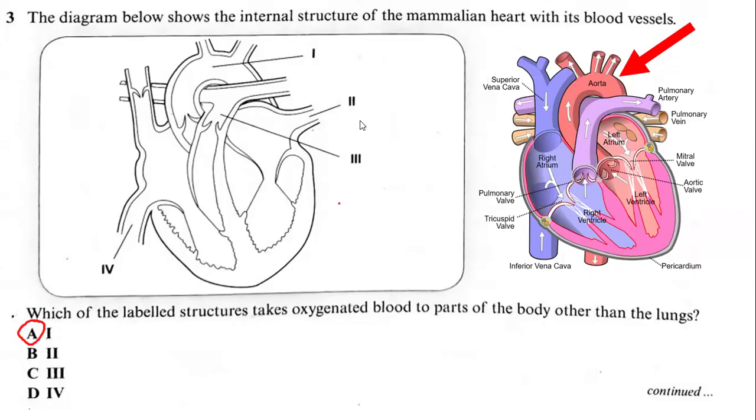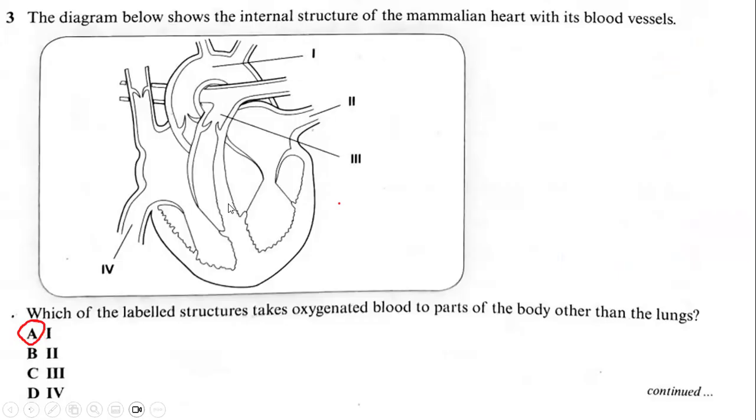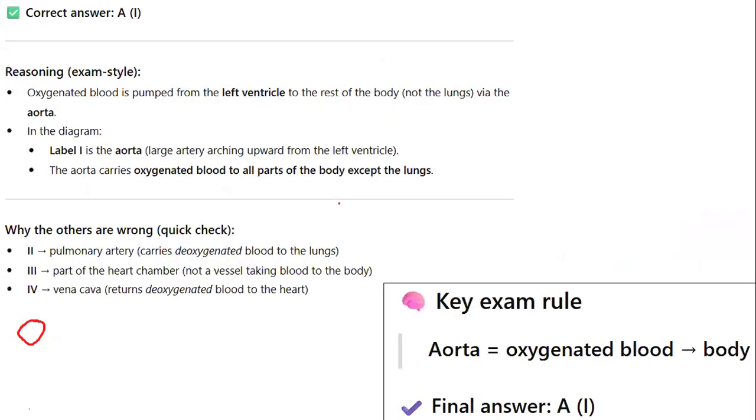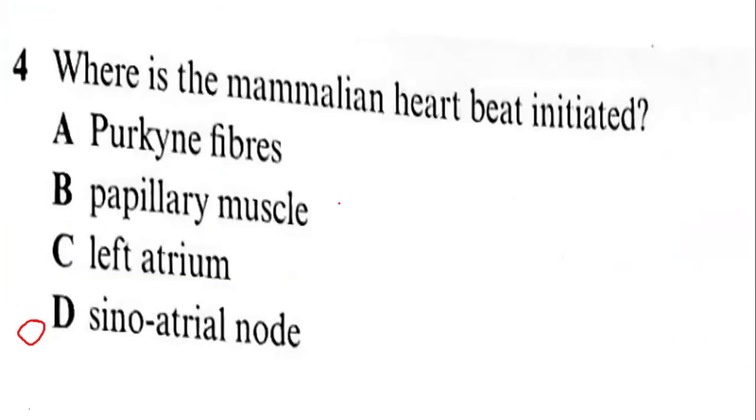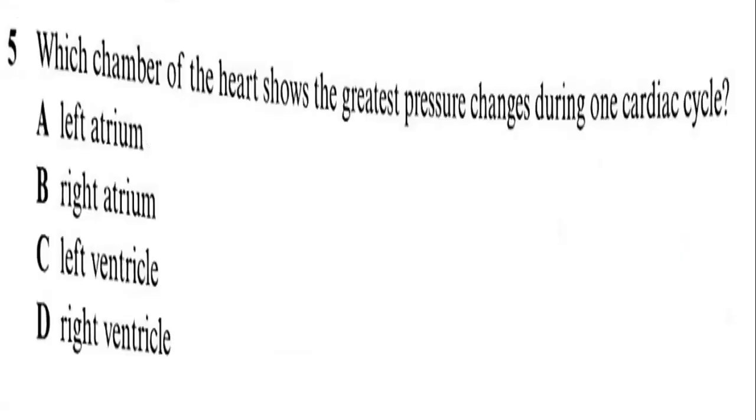Okay, cool. Now we move on to, what number are we on now? Sorry, number 4. Okay, so number 4 says, where is the mammalian heartbeat initiated? The initiation of the heartbeat. Where would we have that? It will be D. Very good. The sinoatrial node. So D.